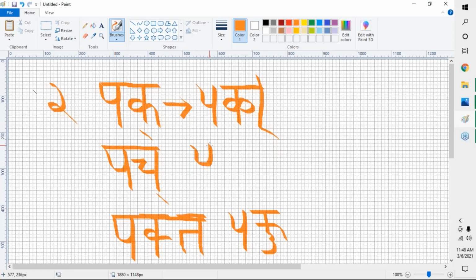Similarly here, suppose purchase. So per, then this is halant. So halant is just in the same way as we do in Devanagari. This is the same rule, only in Devanagari we do it like this, and in Sharda we keep it like this. So that is the only difference here.